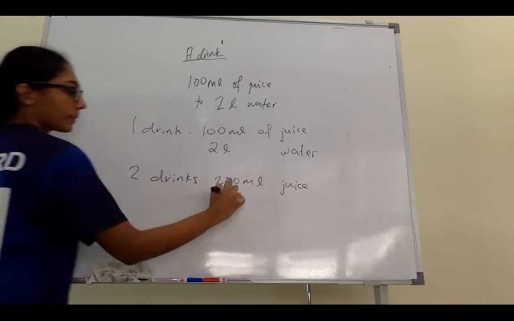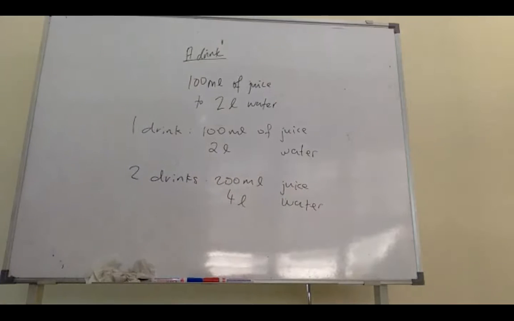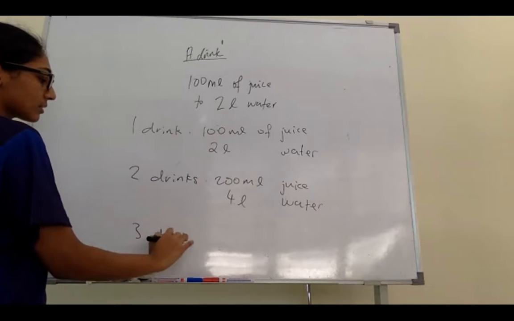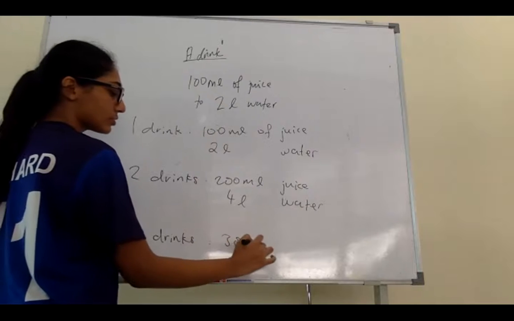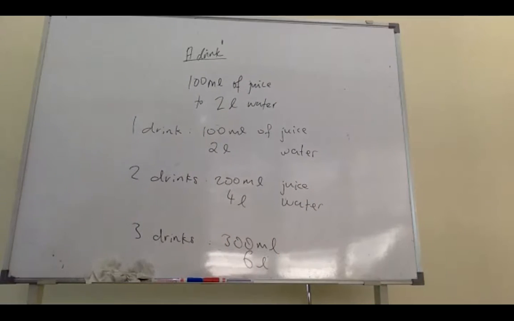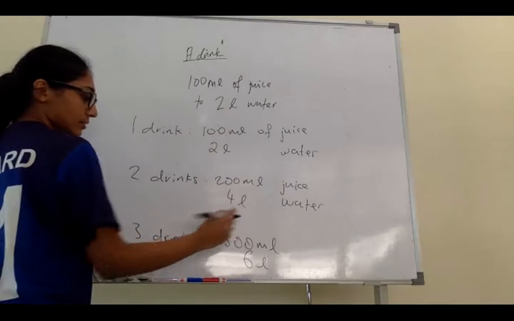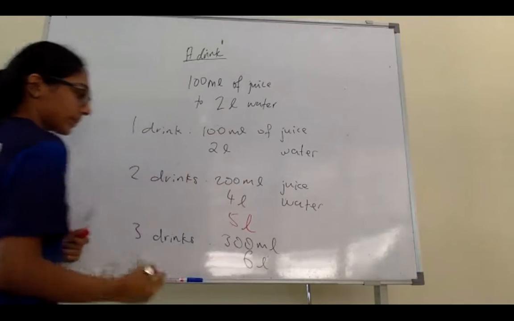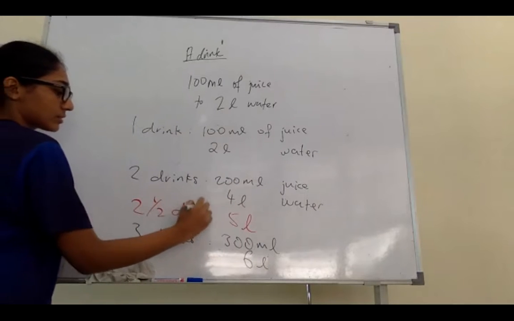4. If I want to do 3 drinks, then it will be 300 ml of juice and 6 liters of water. So 5 liters is in between 4 and 6. So 5 liters is here, between 2 and 3, which is 2.5 drinks.